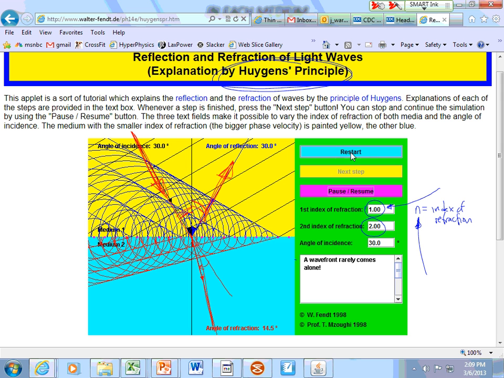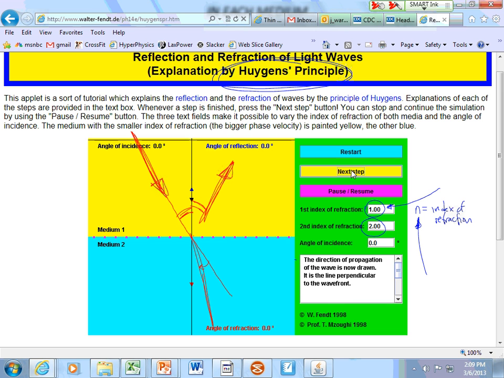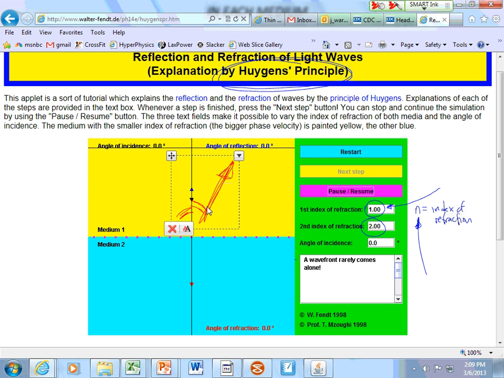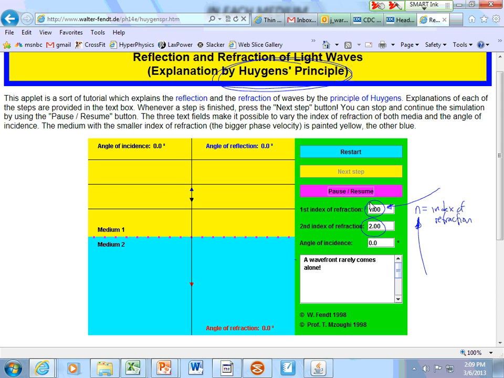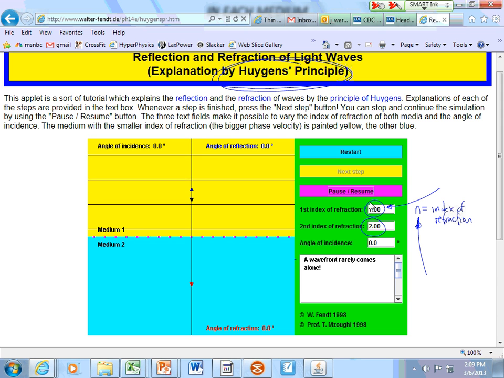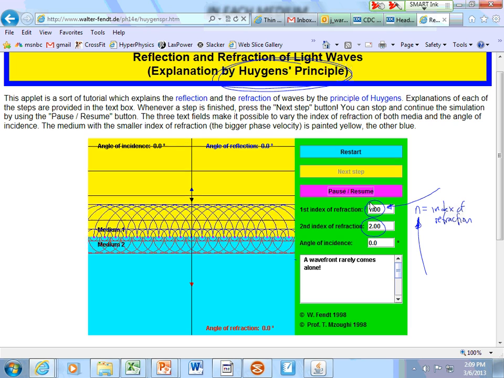The wavelength, and whether or not you'd see it, we did show that. Let me go back here and restart this with an angle of 0 again. Restart. Next step. Next step. Get rid of all this junk. Next step. Get rid of that. Notice. Look at the incoming wave and the outgoing wave.